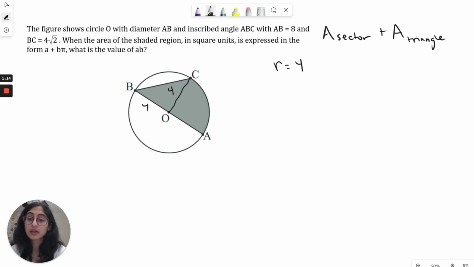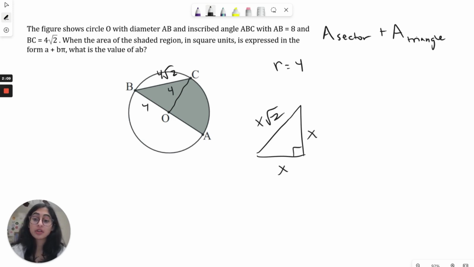So another nice thing is that this is 4, that's 4. Both sides of the triangle are 4, but what is this angle right here? Well, another piece of information they give us is that BC is equal to 4 root 2. And this reminds us of something. We know that there's a type of special right triangle in which both of the legs are the same, they're both x, and the hypotenuse is x root 2. And that's exactly what's going on in our triangle right here. The legs are 4 and 4, and the hypotenuse is 4 root 2.